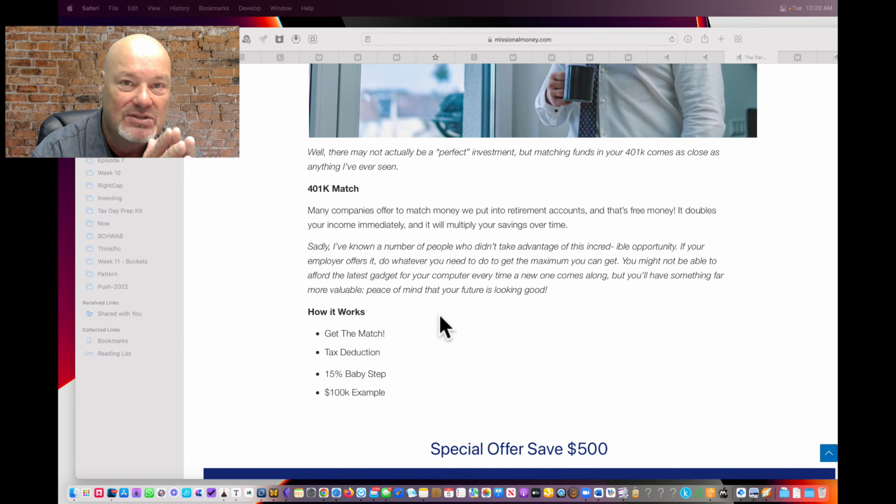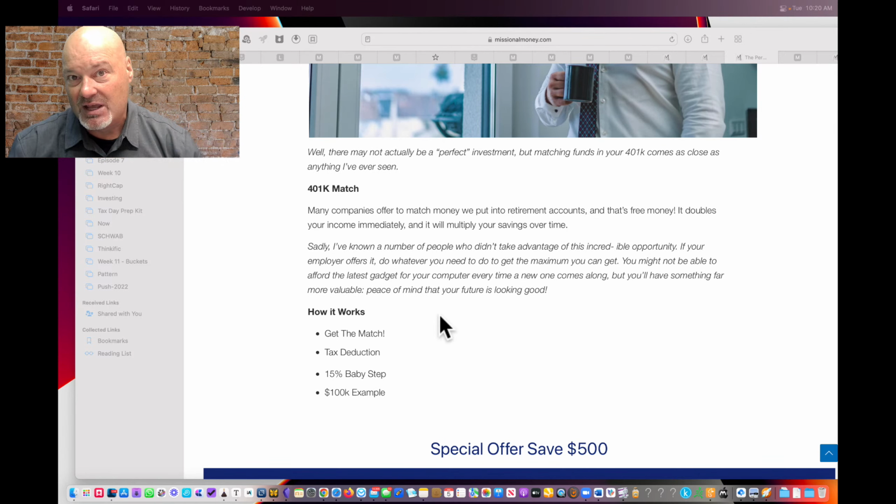But the point is, if you take advantage of this matching through your 401k and you contribute at least as much as the company will match, in this case, you're going to be saving 16% towards retirement. So that baby step that Dave Ramsey mentions that is so important and seems so difficult now becomes very, very reasonable and easy to do.